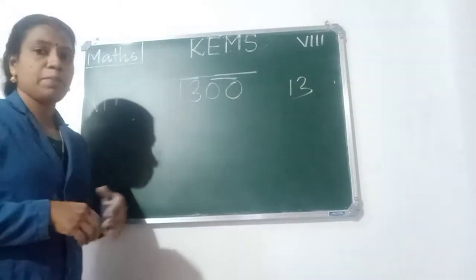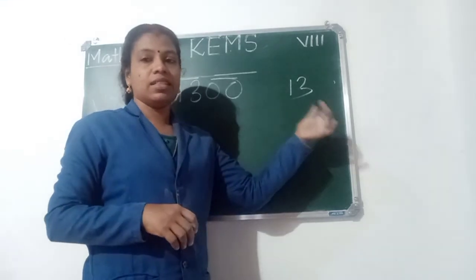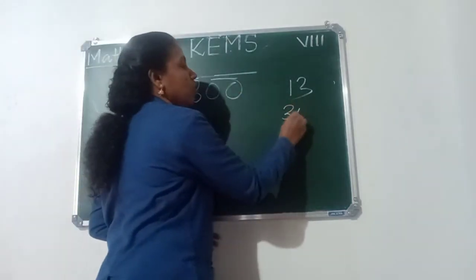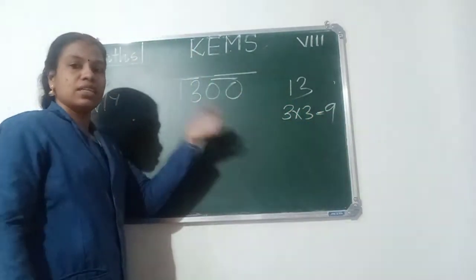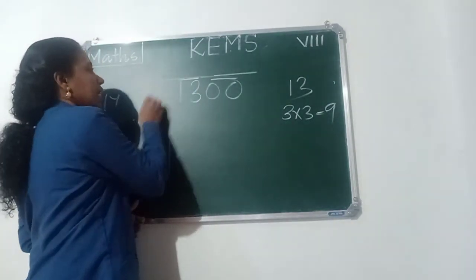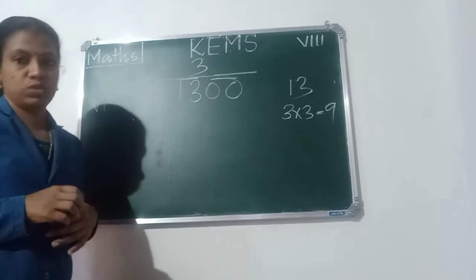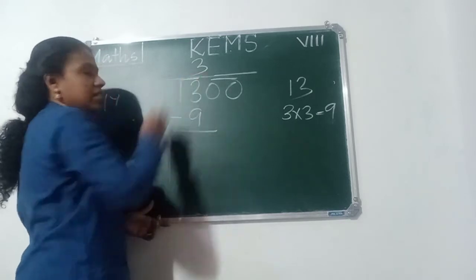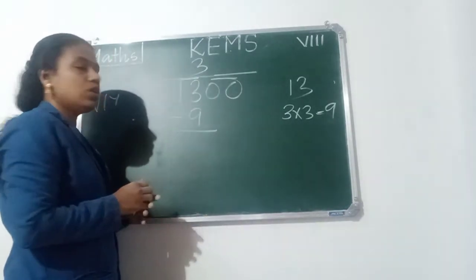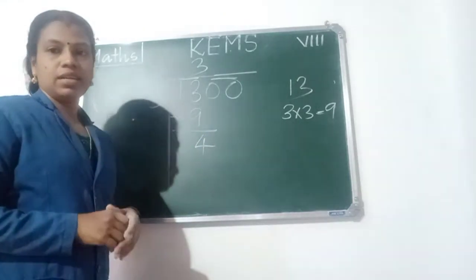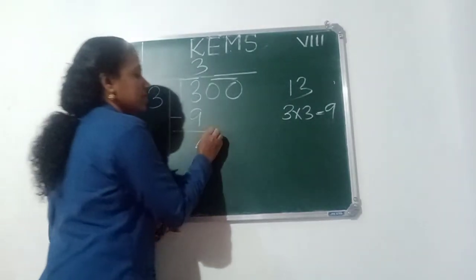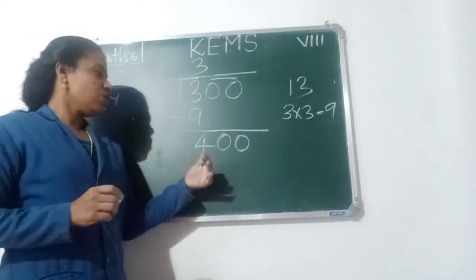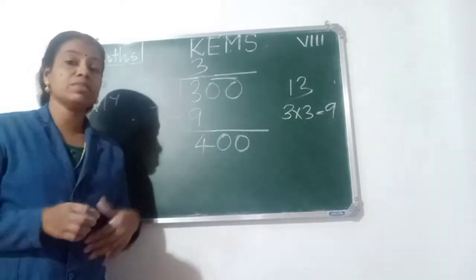The nearest square number before 13: 3 3s are 9, 4 4s are 16, that is not here. So 3 into 3 equal to 9 is the nearest square number. Write that 3 as divisor and 3 as quotient. Then write the product 9 under the first dividend. 13 minus 9 equal to 4, remainder is 4. Next, bring down the next bar numbers, 0, 0. So our new dividend becomes 400.